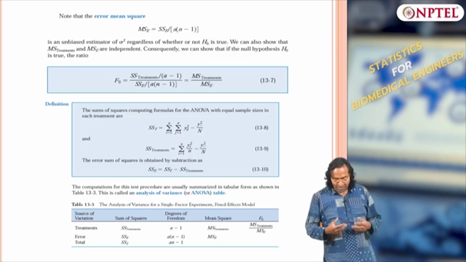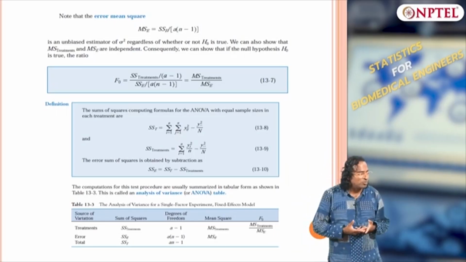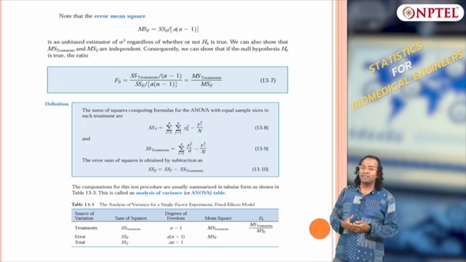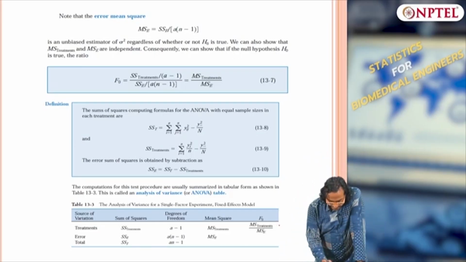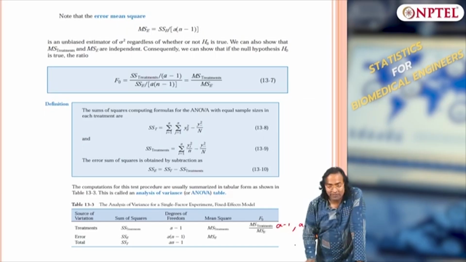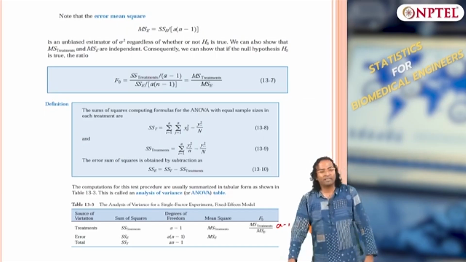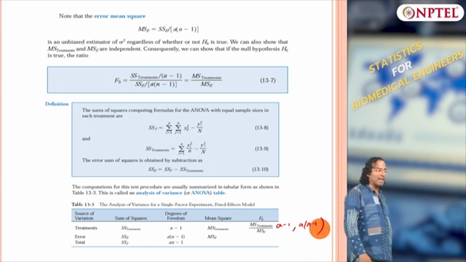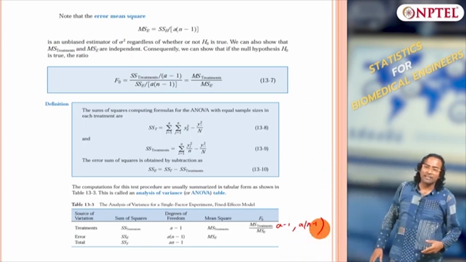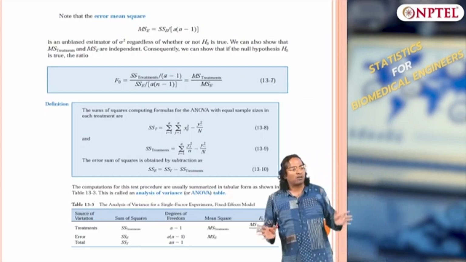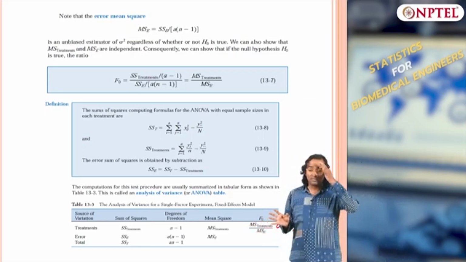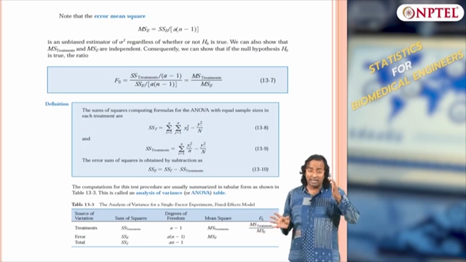So now my F test is what? Mean square treatment by mean square error, for A minus 1 comma A into n minus 1 degrees of freedom. I want to check whether the calculated F is statistically significant, and therefore whether the null hypothesis can be rejected or not rejected. Does it make sense? Clear?